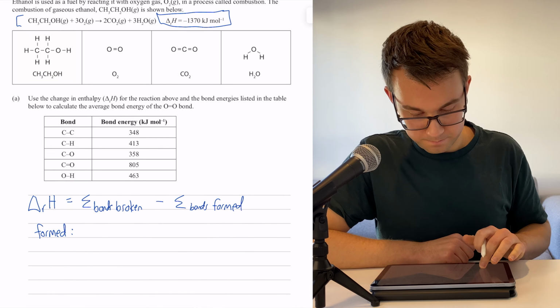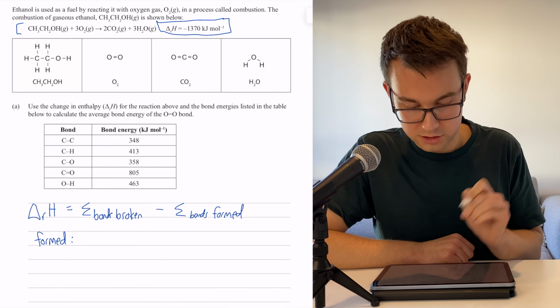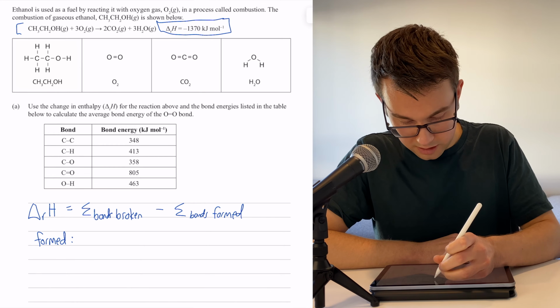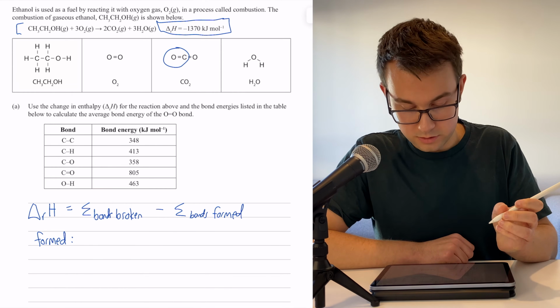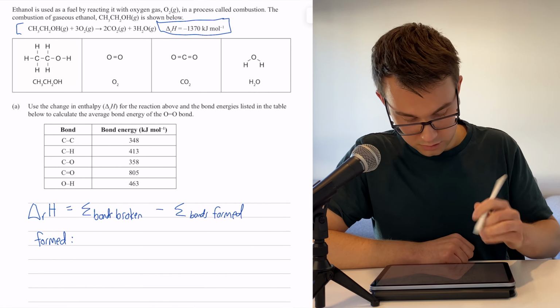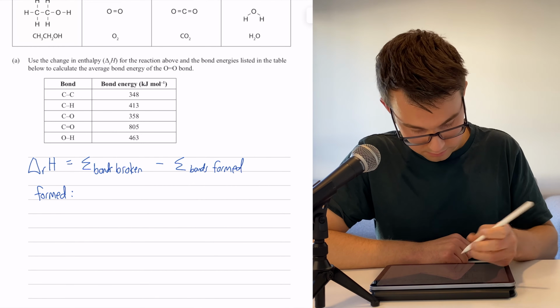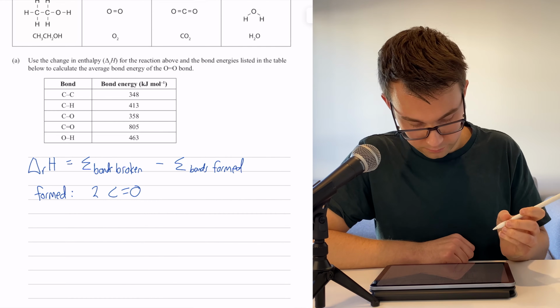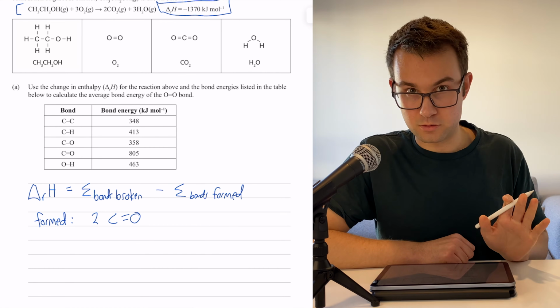Okay, what do we form? CO2 and H2O. So if we look at CO2, this is formed right here. We have one C double bond O and another C double bond O. Okay, so we can write that: 2 lots of C double bond O's. Very good. Now, but they're here to trick us.